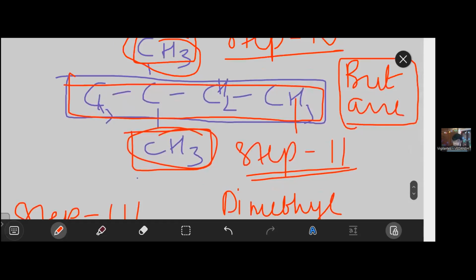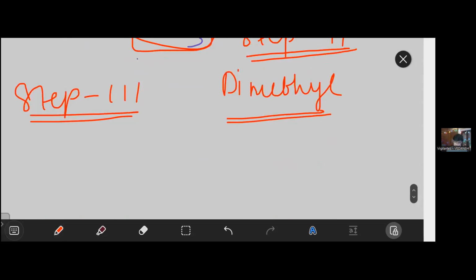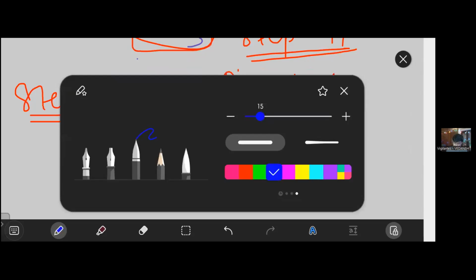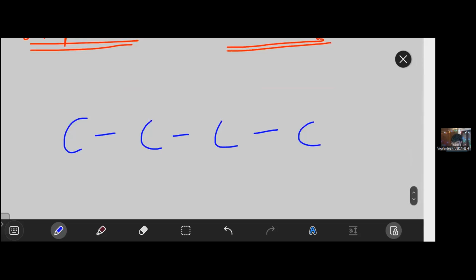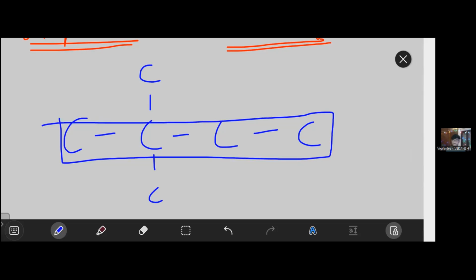Now we come to the most important part, which is the positioning of carbons. So we have carbon, carbon, carbon, carbon, and 2 carbons emerging from here. We have to number these parent carbons in such a way that these substituent carbons get the smallest number possible. So I will name them as 1, 2, 3, 4, so that these substituents get the smallest number, which is 2.